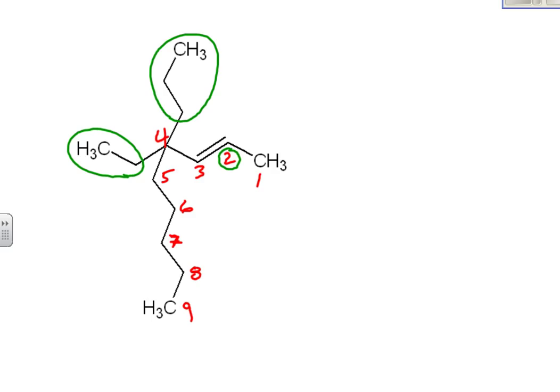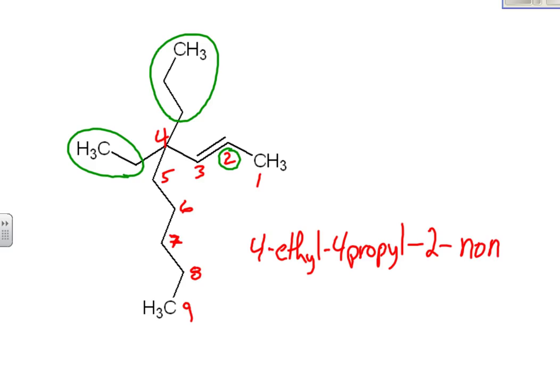So remember, we go by alphabetical. So eth is going to go before prop. So we would say 4-ethyl, 4-propyl, and then our double bond is on the second, 2, and we have 9, so it would be nonene. Kind of an awkward name there, but so 4-ethyl, 4-propyl, 2-nonene. So again, showing that there's a double bond starting with the second carbon of 9.